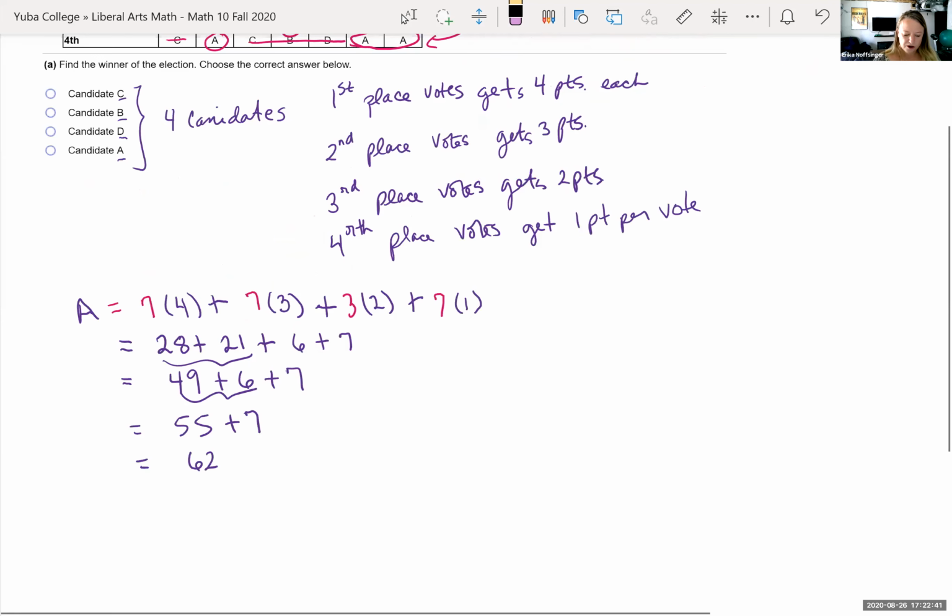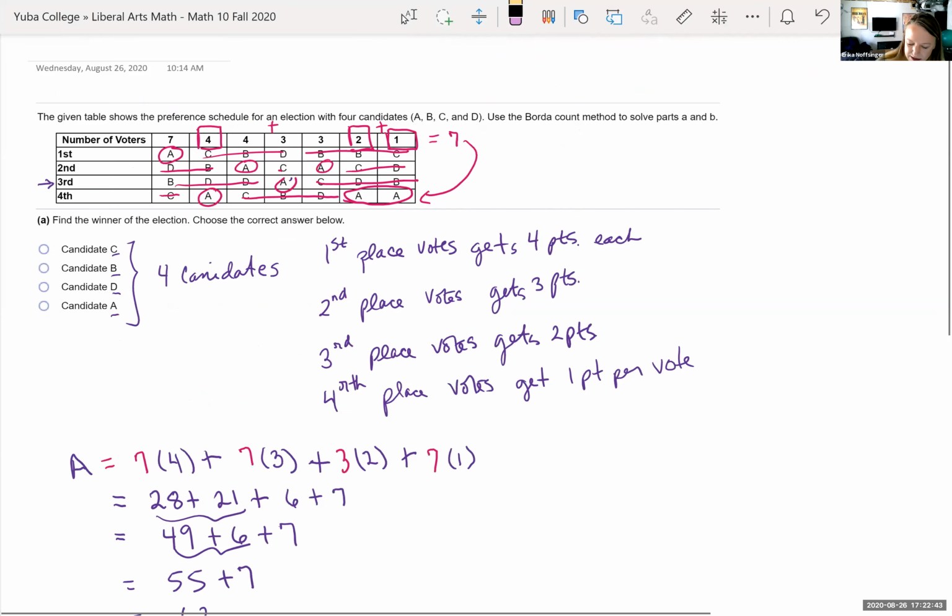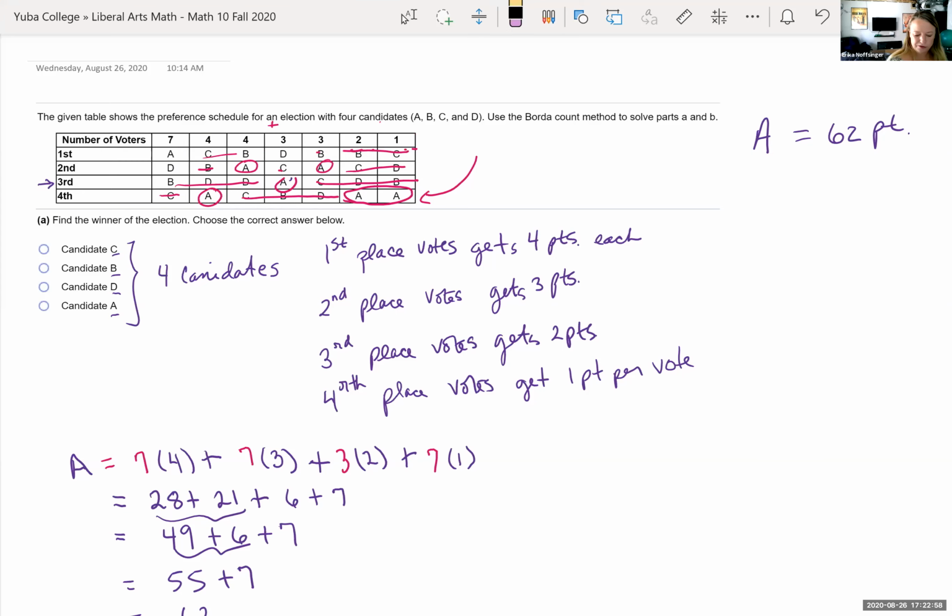So for the Borda count, A has 62 points. So you have to go through and do the exact same thing for all the other candidates. So now we're going to go through this preference schedule of how many people voted this preference.